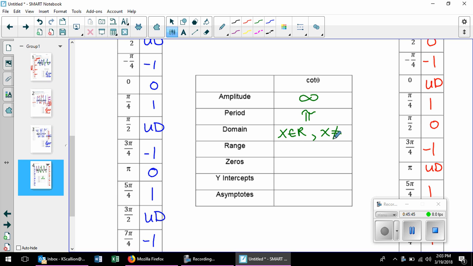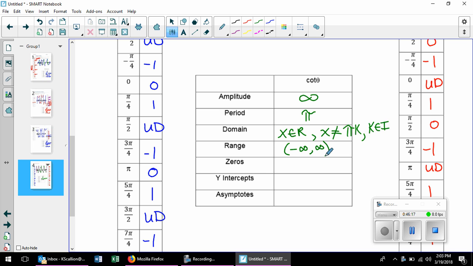Where's my first asymptote? At 0. So x cannot equal pi k, where k is an element of the integers. You could also say 0 plus pi k, but you don't have to if you don't want to. What's the range? This is the easy one. Negative infinity to positive infinity. Some of you might write y is an element of the reals, and that's fine.